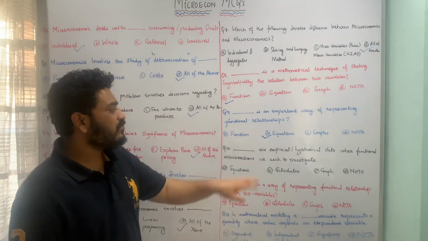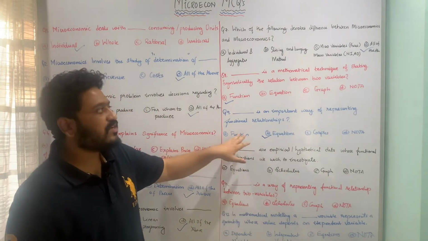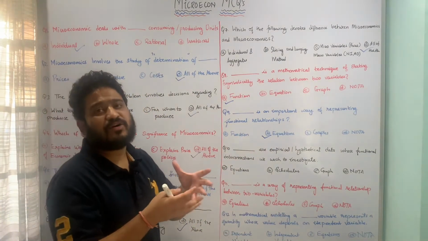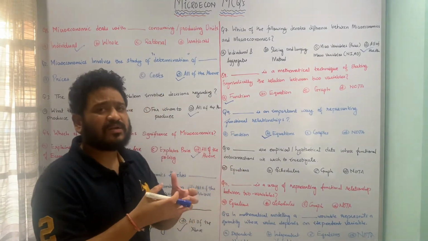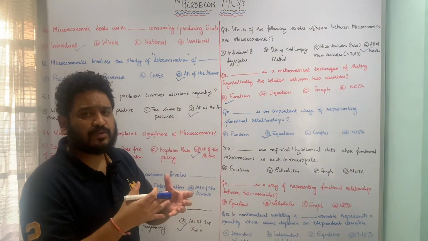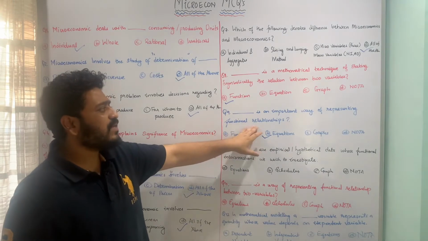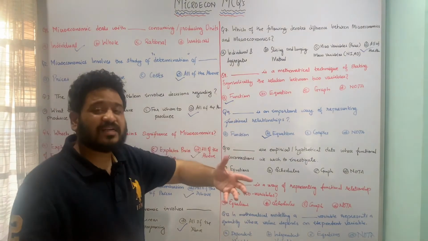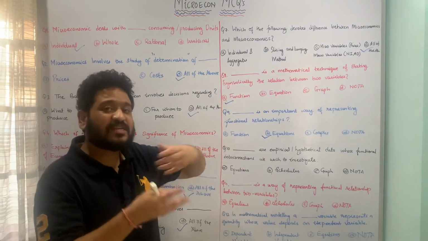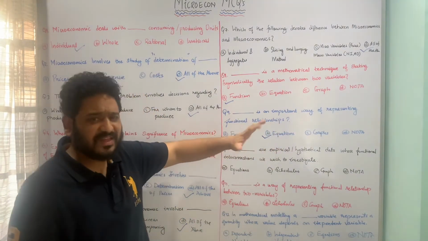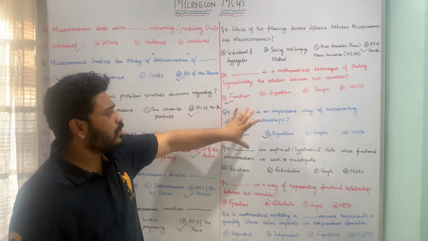We now know what functions are, and we now know what equations are. Functions are just a mathematical technique of talking about the relationship between two variables. Here what is happening is, there's a representation. In terms of economics, there's a representation of the functional relationship between the variables. So I hope these two concepts are pretty much clear.